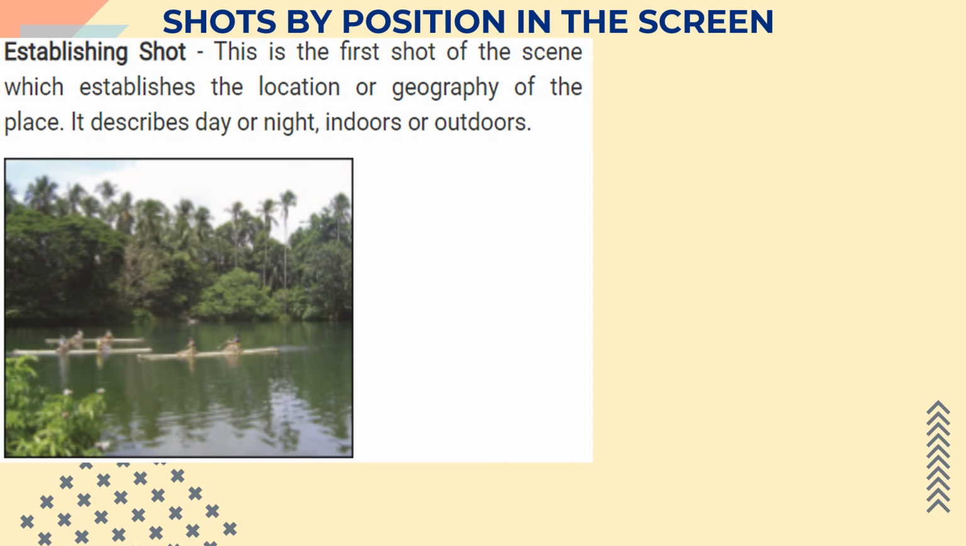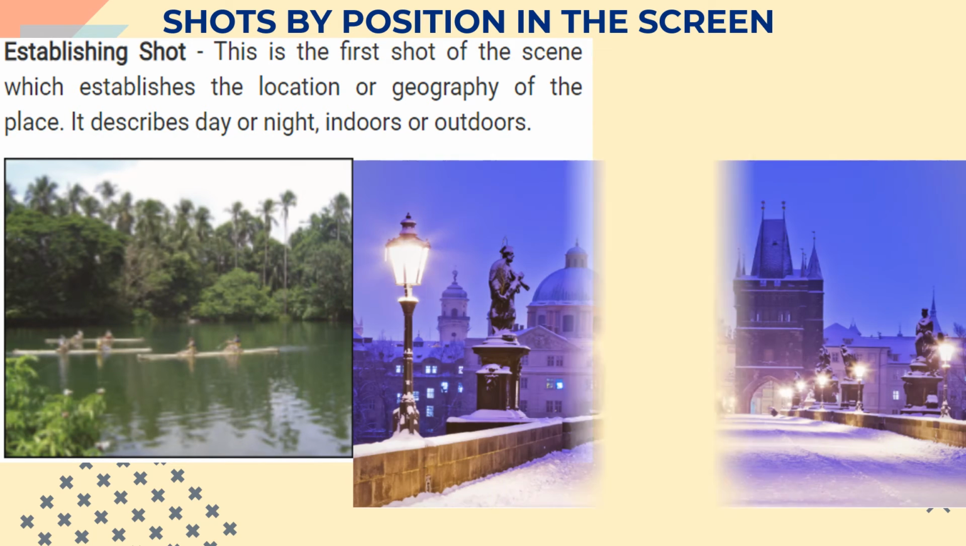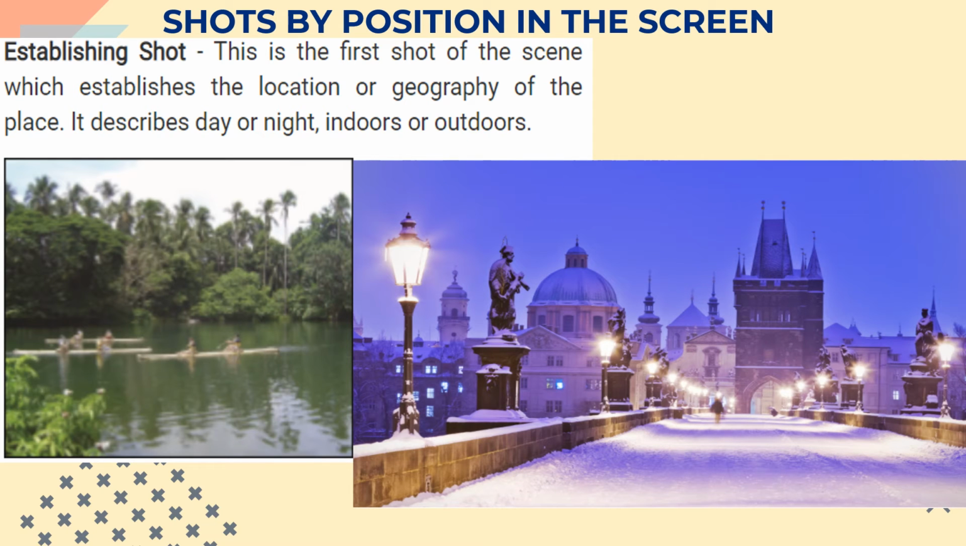Next is the establishing shot. This is the first shot of the scene which establishes the location or geography of the place, and it describes if it's day or night, or if it is indoors or outdoors. Establishing shot usually is the first shot of the scene, and this is used to establish the location and environment. It can also be used to establish the mood and give the audience visual clues regarding the time and the general situation. Because they need to provide a great deal of information, establishing shots are usually extreme long shots or long shots.